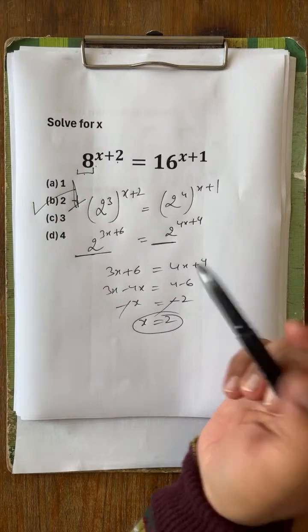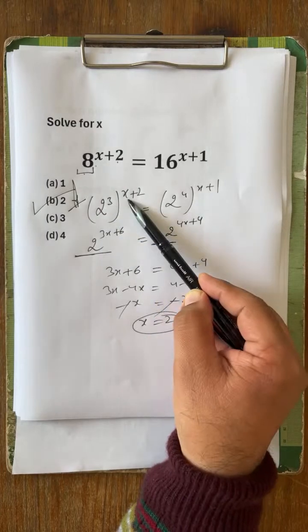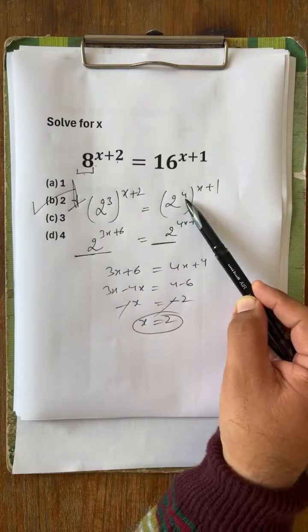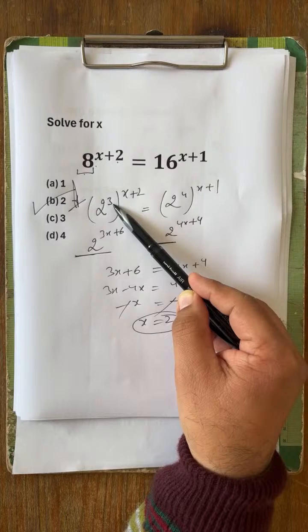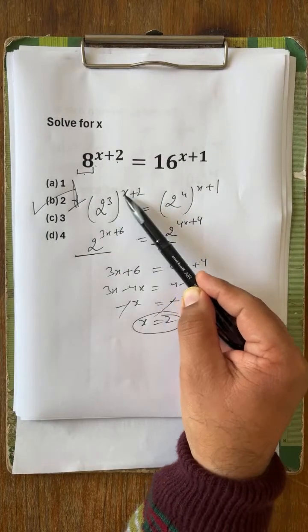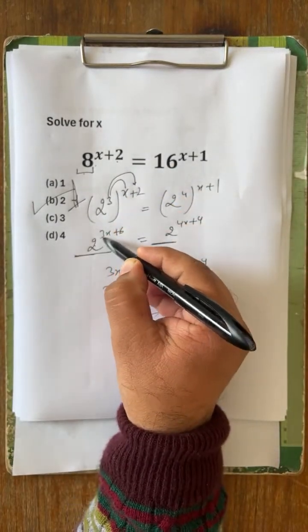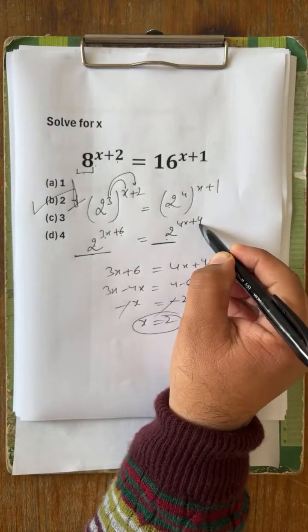Hope you understood. 8 power x plus 2 can be written as 2 power 3, whole power x plus 2, which is equal to 16, written as 2 power 4, whole power x plus 1. Now 2 power 3 power x plus 2 can be written as 2 power 3x plus 6, this 3 multiplied with x and 2 also. So 2 power 3x plus 6 equals 2 power 4x plus 4.